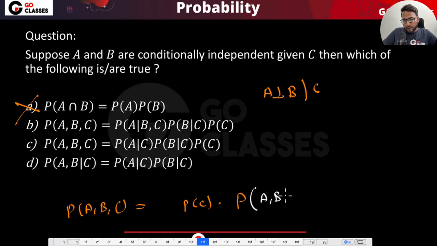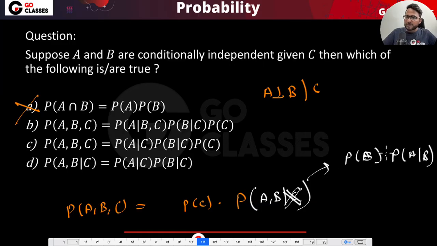You can say probability of A comma B given C, right? So now you have probability of C is matching, and A comma B given C can be written as probability of B given C into probability of A given B comma C. I think this is in fact a general formula. Here you don't need any independence, because you just forget about this comma C, and then it is probability of B into probability of A given B, and now just write this given C everywhere. So you will be having this particular formulation.